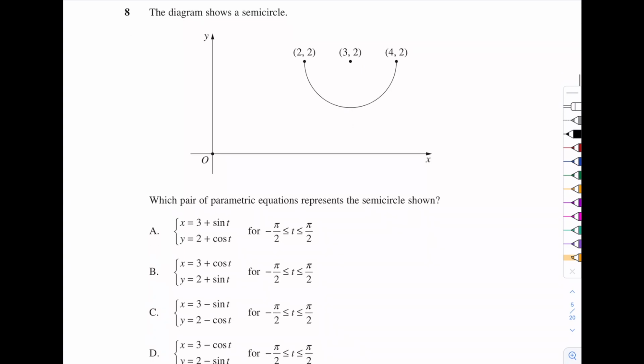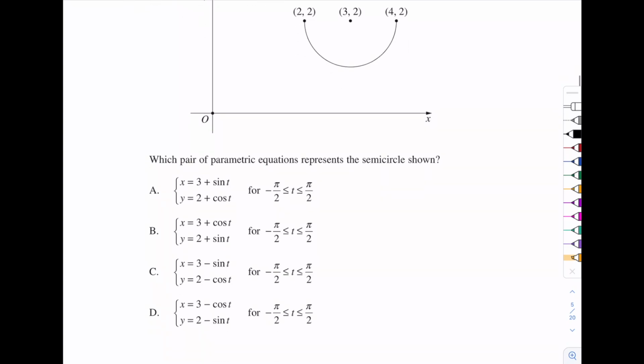Okay, question 8. The diagram shows a semicircle. Which pair of parametric equations represents the semicircle shown? And so we're given a lot of options here, well, 4 options. And let's try to see if we can notice what's different amongst them. For each of them, we've got the same domain restriction on t. So that's probably not going to be the thing that separates them. It still is going to be important, but it's probably not going to be the thing that separates them.